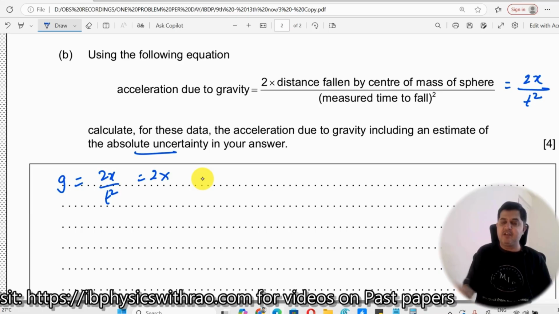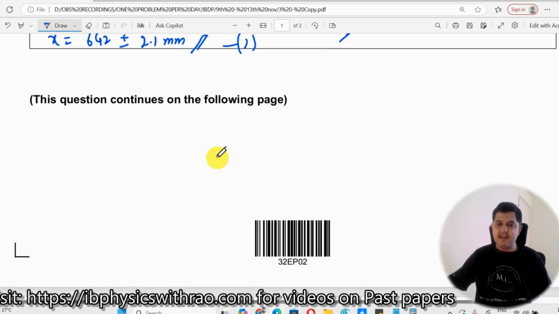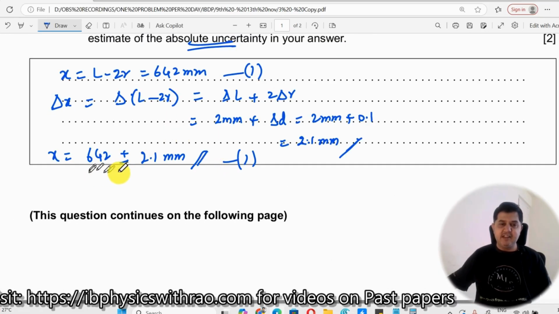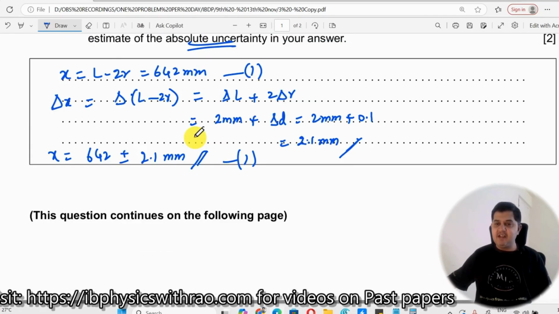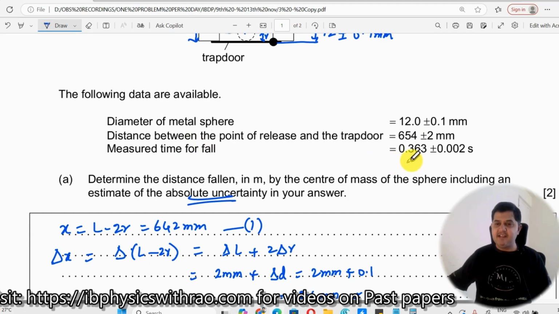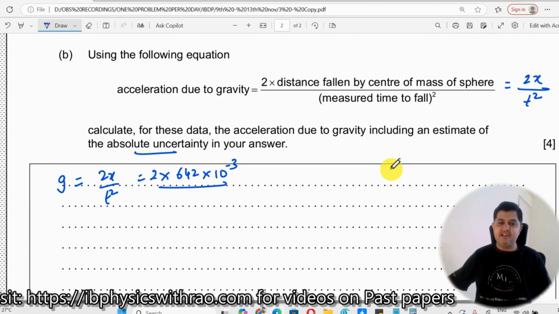First one, 2 into, what's the value of x? Let me go back and write down the exact value. X value is 642. So 2 into 642 into 10 to the power of minus 3 divided by t squared. What's the value of t? T value was given to be 0.363. Don't take this now, only take this value 0.363, the whole square.